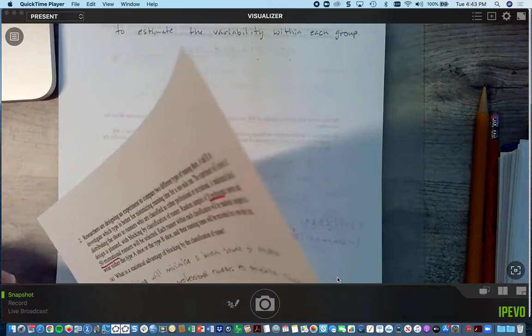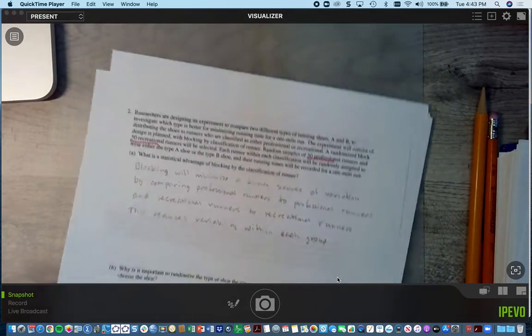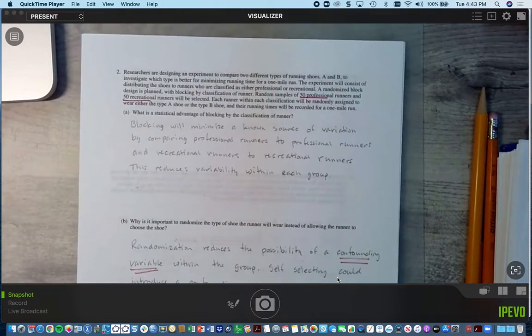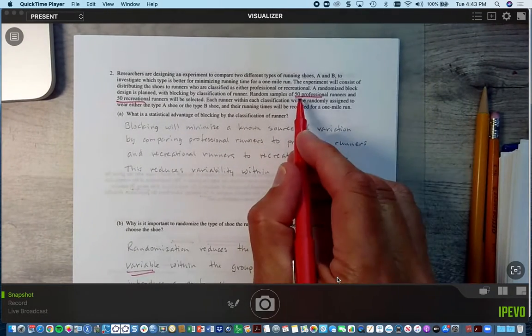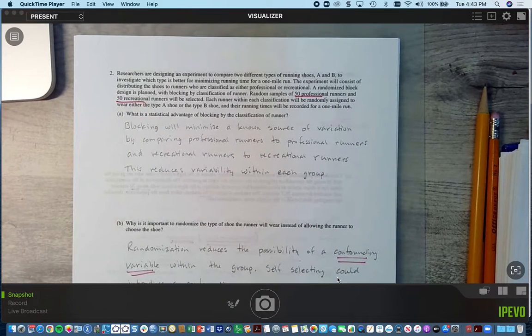Okay, question number 2 was a study that they did where they took a bunch of runners. Some of them were professional runners and some of them are recreational runners. And then they gave them different kinds of shoes. And they decided that they were going to block this experiment by the classification of the runners. So they took the professional runners, they gave half of them one pair of shoes, and the other half got a different brand of shoes. And then they had them run and they compared their times. So this is basically a blocking by runner classification.